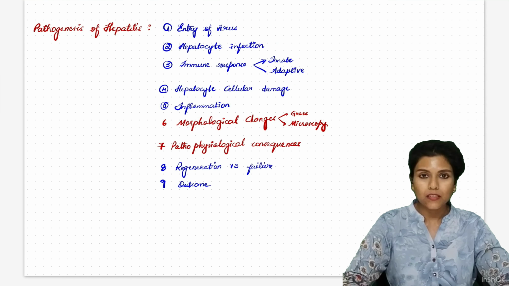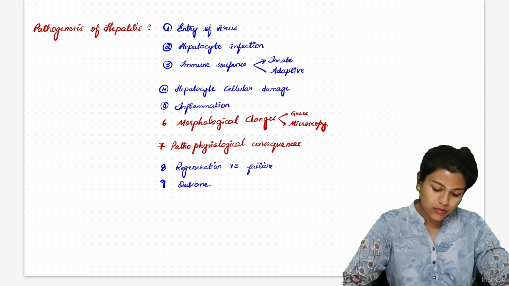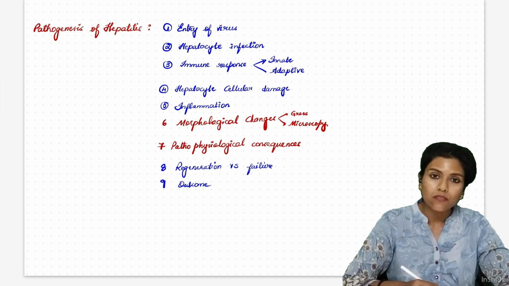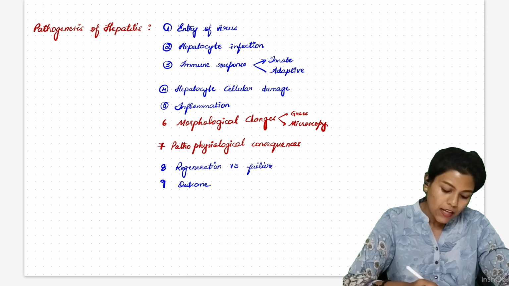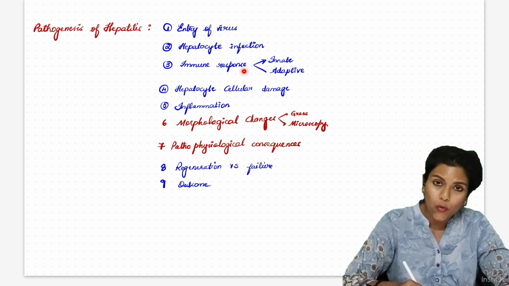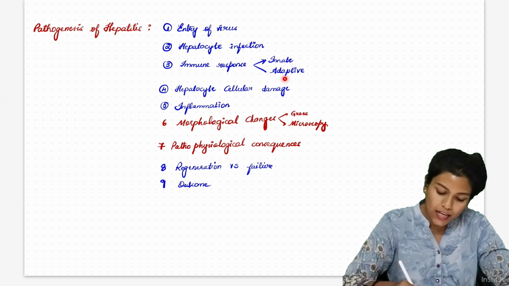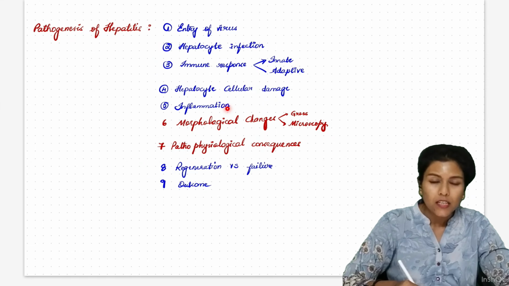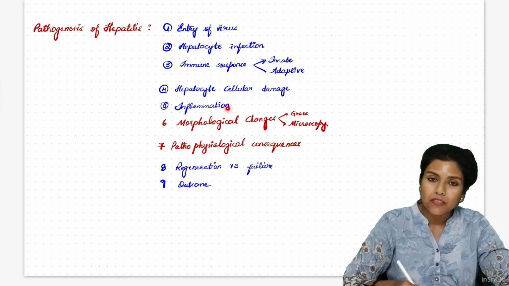I'm Dr. Ashmita. Today in this video, we shall continue the second part of acute viral hepatitis. In our previous video, I discussed the pathogenesis of acute viral hepatitis in detail, and it includes the entry and spread of virus. We have completed hepatocyte infection, the immune response mounted by the host, which includes innate and adaptive, hepatocellular damage, inflammation. Till here we have completed in our previous video.